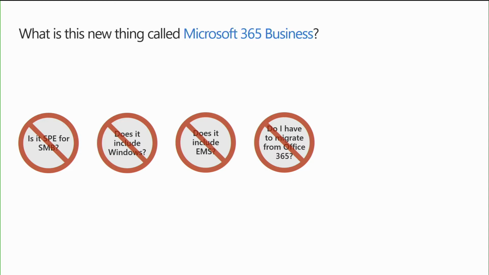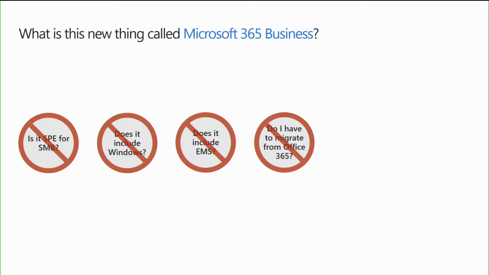The second question that we get is, does it include EMS? With Microsoft 365 Business, we're curating the security features or management features that our customers need. So Microsoft 365 Business has a unique level of features. We do have a few features from EMS and other aspects of our technology stack, but it does not include full EMS. One of the things to be aware of is not to think that when you buy Microsoft 365 Business, you're getting full EMS.